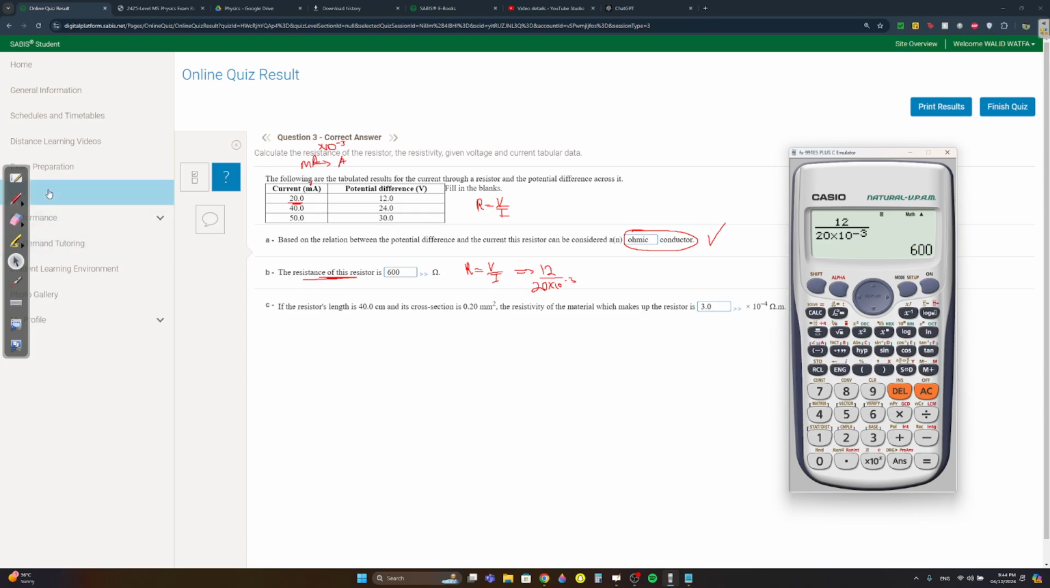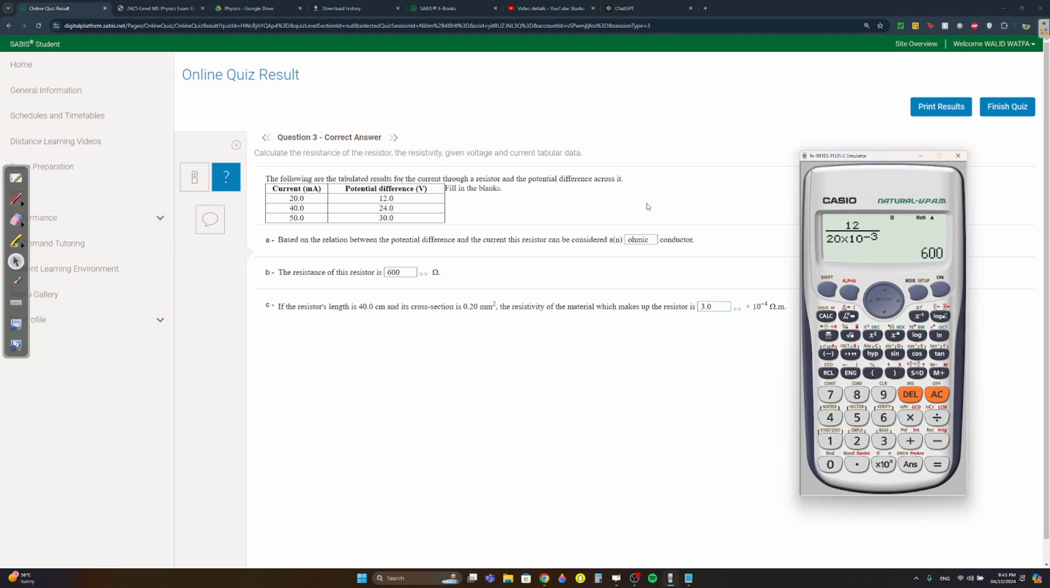You get 600. Why I didn't do it at the start is because all I wanted to see was whether I would get the same number every time I divide. That's all I was checking. That would show me if it's an ohmic conductor.